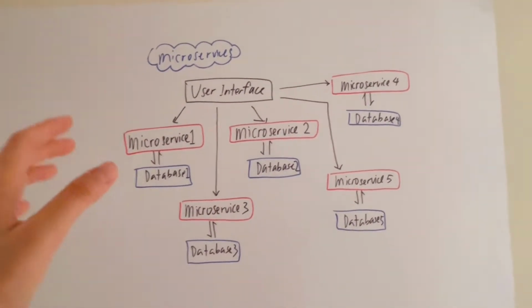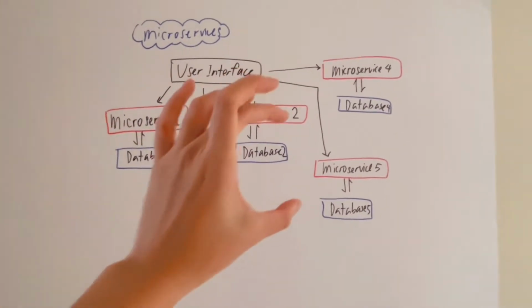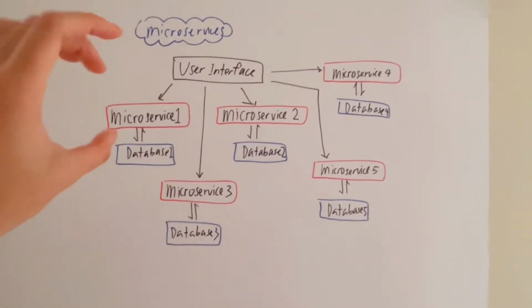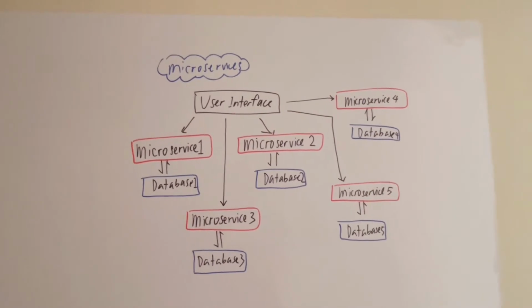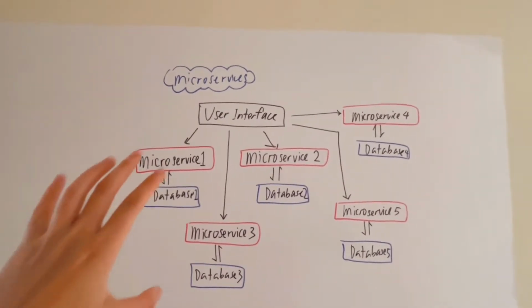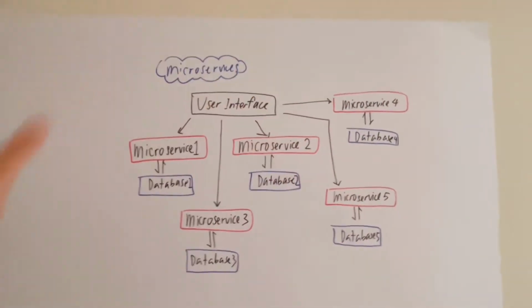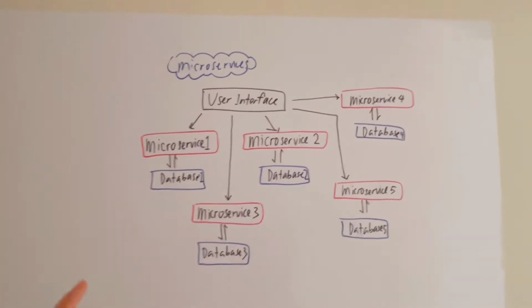Everything is broken down into small components, each of which has its own service and database. The good thing about microservices is that everything is separate. We don't have to maintain them in a big chunk of the application, so it's very maintainable.